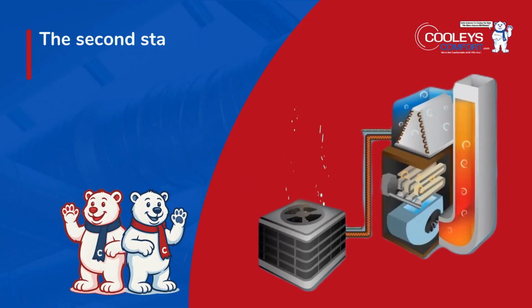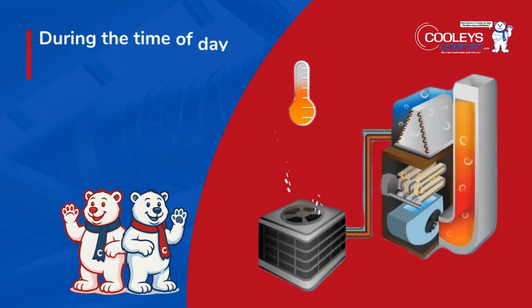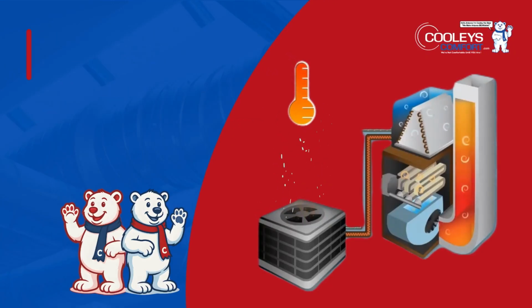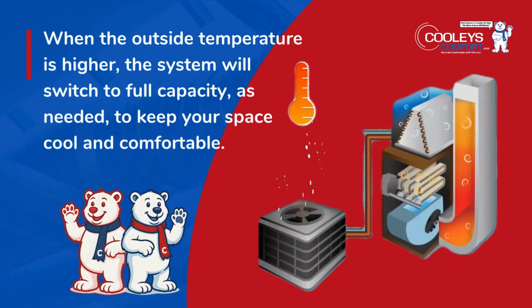The second stage runs at 100% of its total capacity. During the time of day when the outside temperature is milder, the system will operate using only the first stage. When the outside temperature is higher, the system will switch to full capacity as needed to keep your space cool and comfortable.